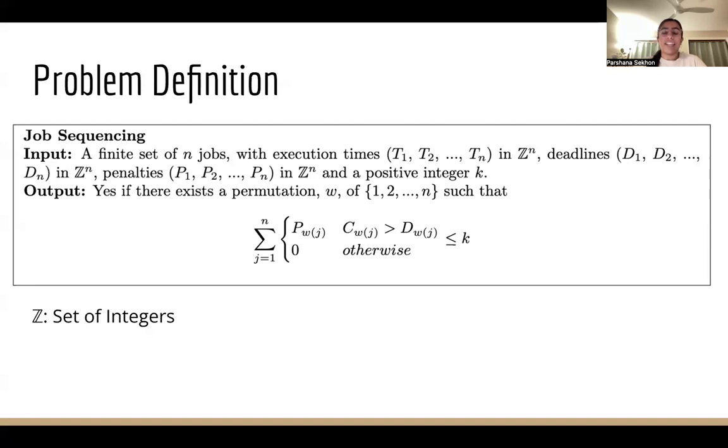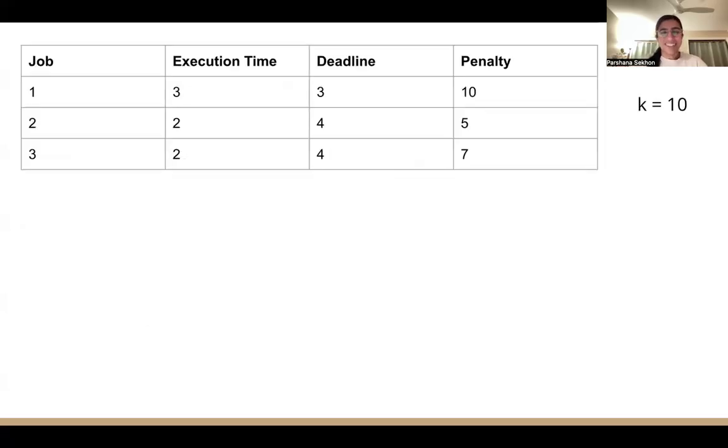This version is already a decision version given by CARP, where we say yes if there is a permutation w with this ordering of the jobs, all the jobs, such that to compute the total penalty, we take all of the jobs whose completion time is greater than the deadline for that specific job. We must take the penalty. We take the sum of all of the penalties by applying this to all of the jobs. And if that is less than or equal to k, we have a valid permutation w that satisfies this. Let's go into an example because that was a little dense.